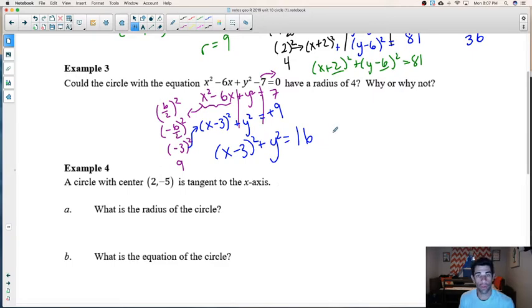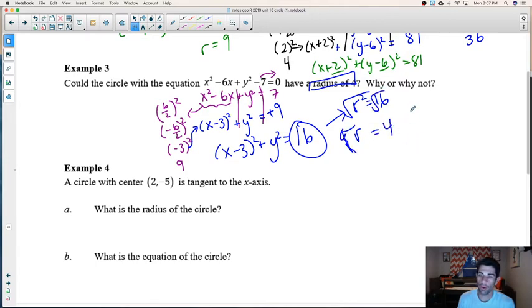This is the circle. What's the question? Will the radius be 4? Well, this is where I get my radius from. The square root of 16 is 4, so yes it is. And there you go. Showed all my work. Showed how it is, that's the equation, so that must be its radius, so the radius is 4. All right.